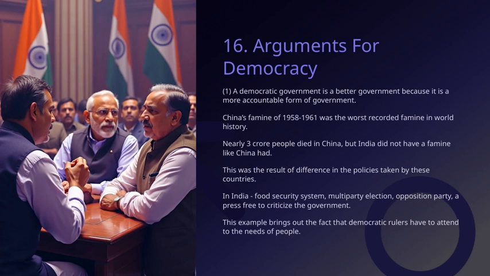India had a food security system, held multi-party elections, had opposition parties, and a free press that could criticize the government. This example clearly shows that democratic rulers are more attentive to the needs of the people. Because their power depends on public support, they are more likely to implement policies that benefit the larger population. This is a fundamental reason why democracy is considered a better form of government, because it keeps leaders connected to the people's needs and ensures they are held accountable.